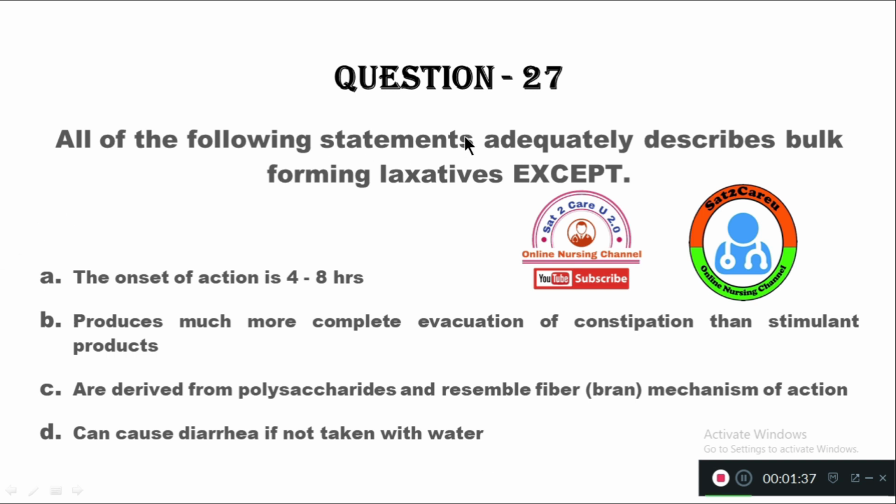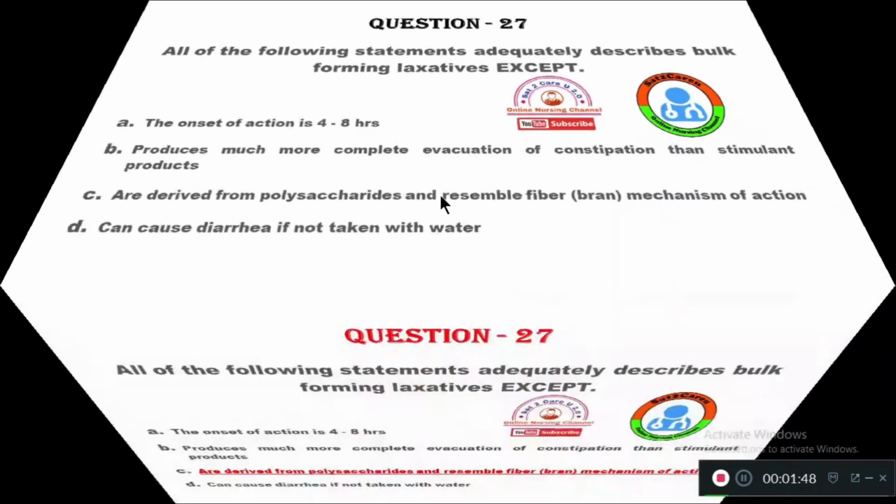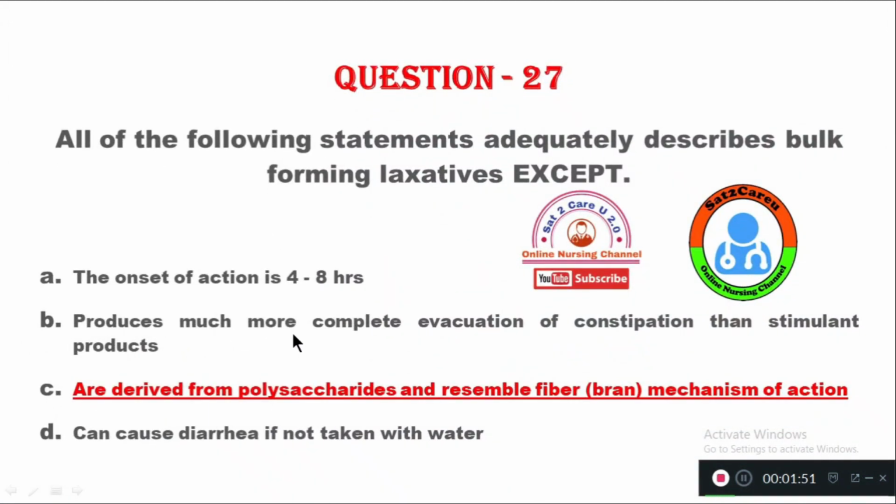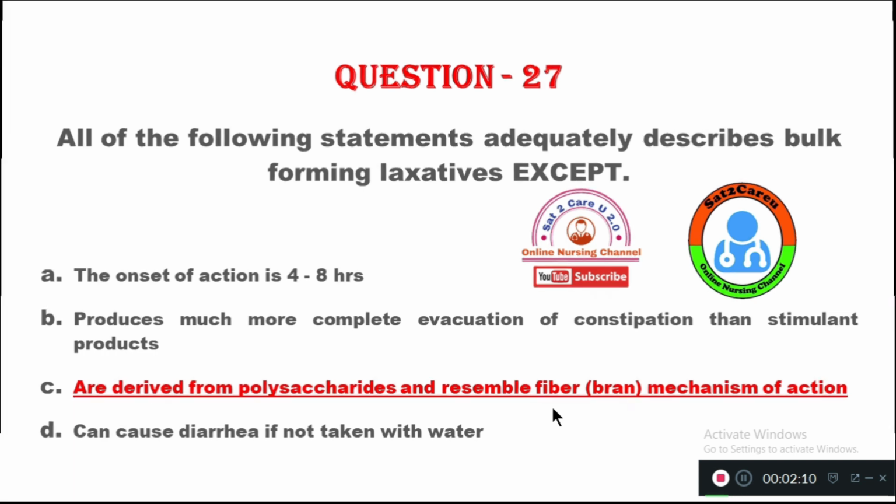So which of the following statements adequately describes the actions of bulk laxatives? The right answer is option C. So bulk forming laxatives are derived from polysaccharides and resemble fibers, that is bran like structure, and that is the mechanism of action. So this statement is very correct related to bulk forming laxatives.